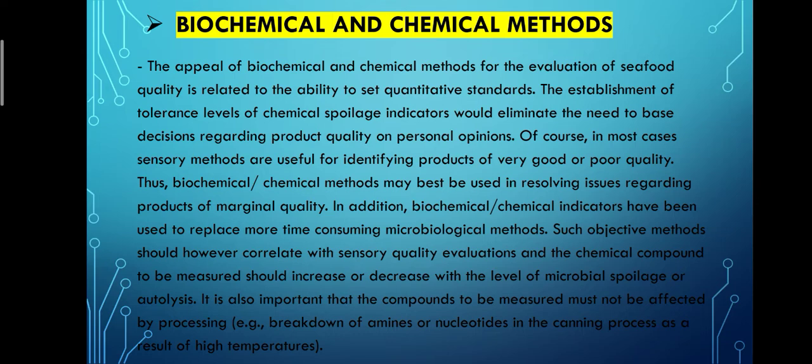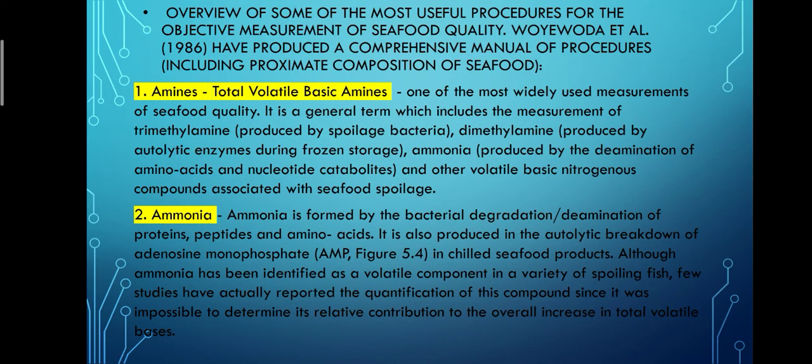In addition, the biochemical or chemical indicators have been used to replace more time-consuming microbiological methods. Such objective methods should, however, correlate with sensory quality evaluations, and the chemical compound to be measured should increase or decrease with the level of microbial spoilage or autolysis. It is also important that the compounds to be measured must not be affected by processing. So this is the overview of some of the most useful procedures for the objective measurement of seafood quality.